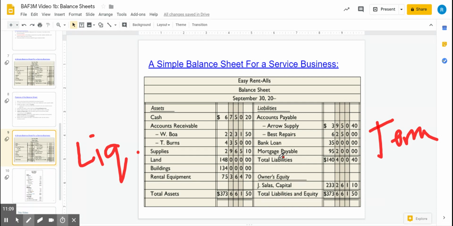Takes a very long time off, and it could be 10, 25, 35 years. So that would typically be the bottom, a long-term liability. Then things like accounts payable, these are just simple debts that we incur in the regular process of doing business.